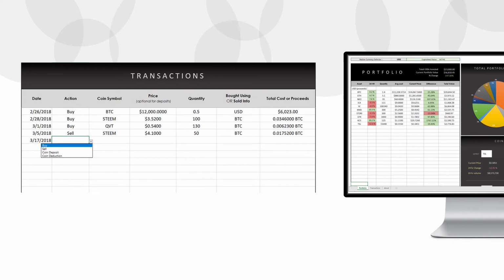Cryptosheet uses all of the transactions you've input onto the transaction sheet and assimilates that data back onto the portfolio sheet to show you all of your current positions and asset values.